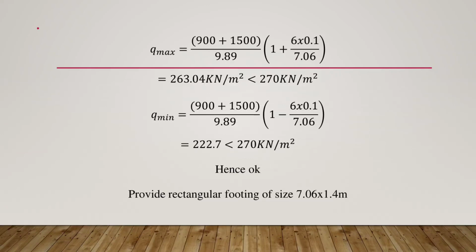Next one is Q minimum. Q minimum is capital Q divided by A naught into 1 minus 6E divided by L. By substituting the value, we get 222.7, which is less than 270 kilonewton per meter square. So here Q max and Q minimum are less than the allowable bearing pressure. Therefore the dimension of the footing is okay. So provide a rectangular footing of size 7.06 into 1.4 meter.